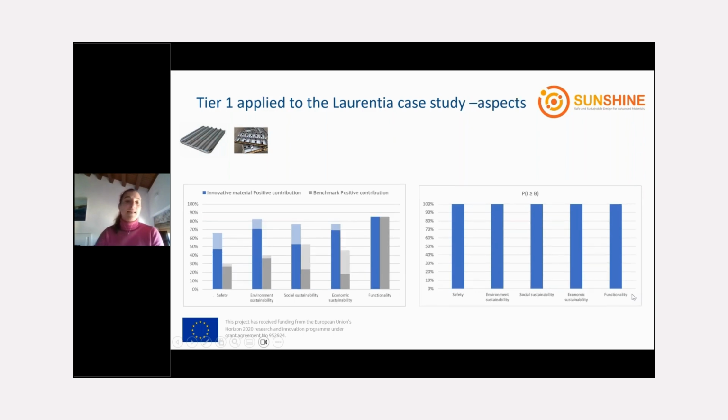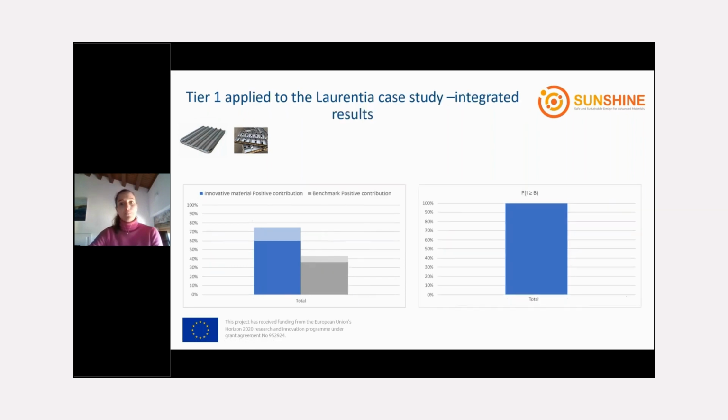A similar result is also proposed for the different aspects, such as safety, environmental sustainability, social sustainability, economic sustainability, and functionality. In this case, according to the result, the probability that the innovative material is better or equal to the benchmark is 100% for all the different aspects.